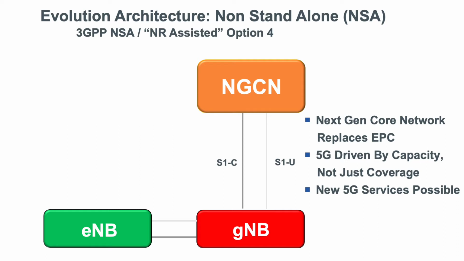This allows us basically to replace the EPC with the next generation core network. This is for operators who are really driven by capacity, not just the coverage. And this again allows us to use the new 5G services quite quickly. It's also possible, as in the previous example, or a similar configuration with option 4A, to have the eNode B on the user plane connected directly into the next generation core network.